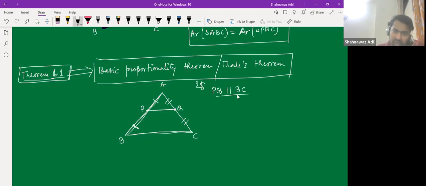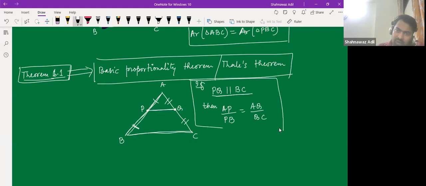So it states that if this is parallel, then AP by PB, which is the ratio in which point P divides this line, would be equal to AQ by QC. So this is the theorem. I have not written it in words, but you can write it in words.